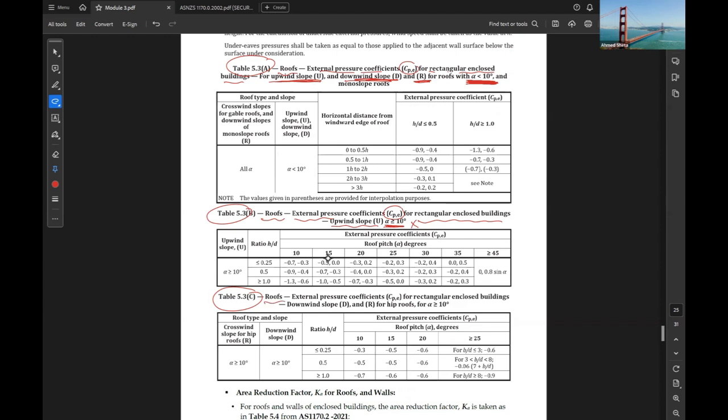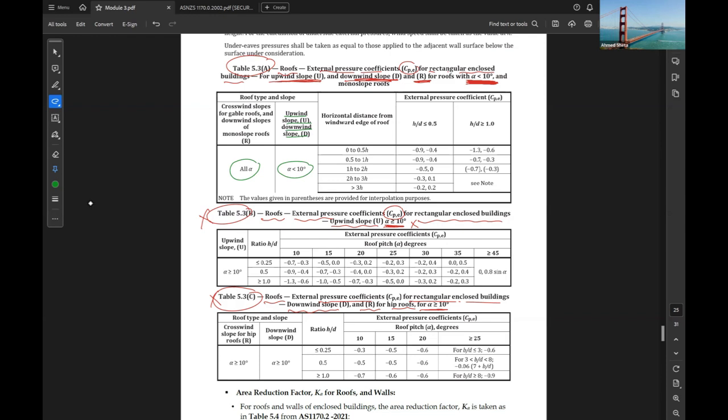The third one for roofs is external pressure CPE for a rectangular enclosed building, downwind slope and crosswind slope for hip roofs more than 10. So we might not need to use these two now, but if you have any other case with slope more than 10, you can take the values from these two. So again, if we look at the table here, we have crosswind slope for gables, downwind slope for monoslope for all alphas, or upwind slope and downwind slope for alpha less than 10.